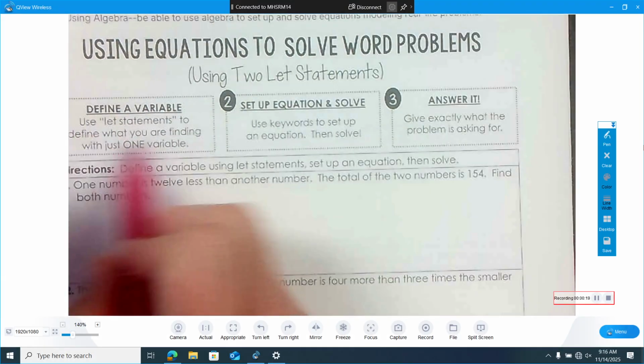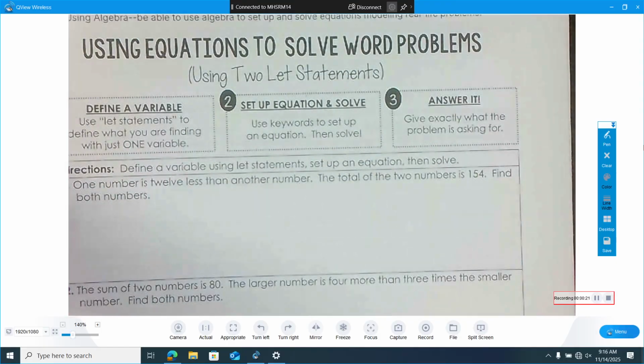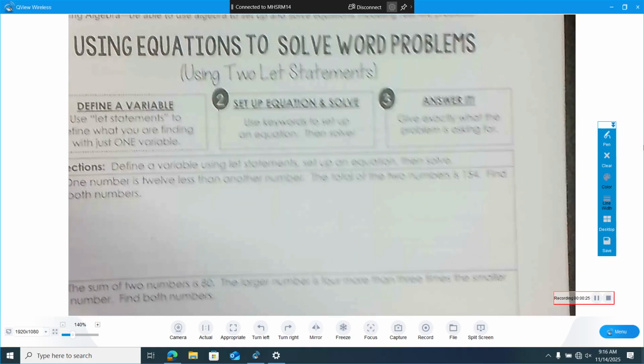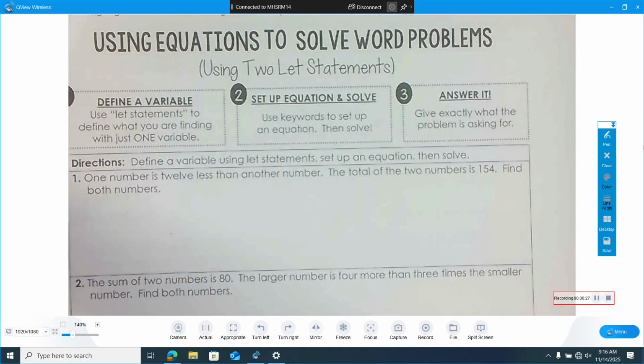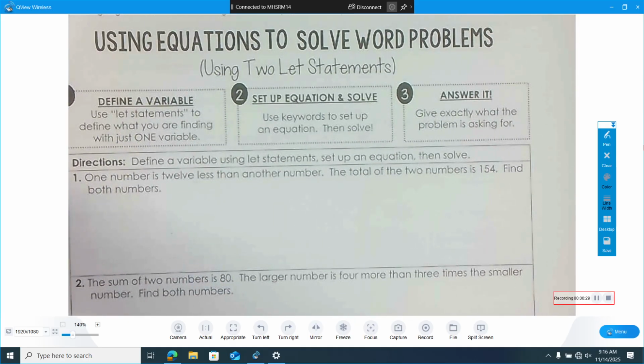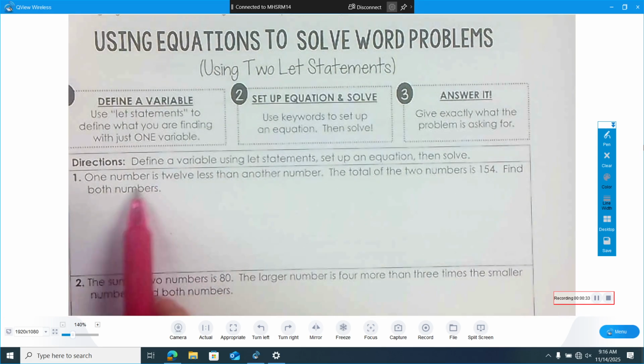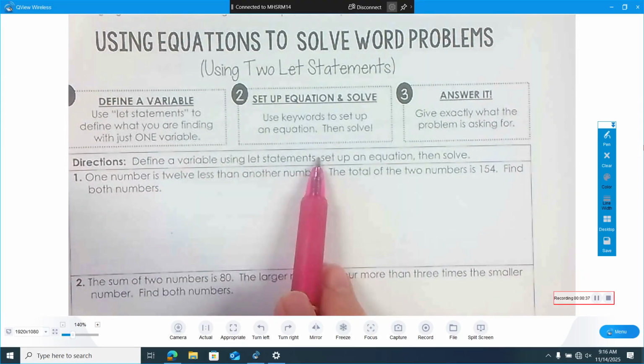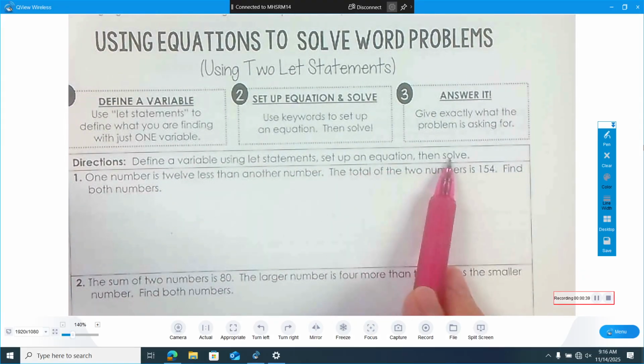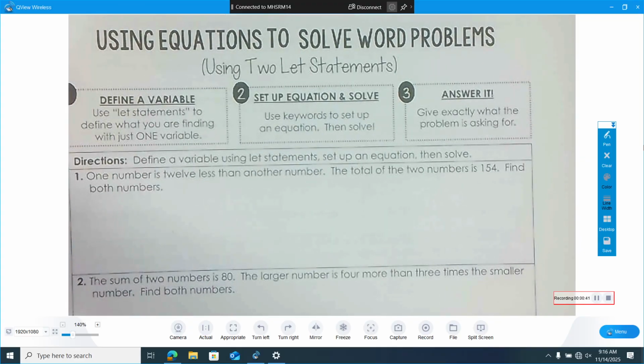Now, she says we're going to do it this way with let statements. I'm going to do it a slightly different way, which I like. And if you take good notes, I really think that everything will go super well on the little assignment for you. So here we go. We are going to define our variables, set up an equation, and then solve it, and answer the question. That's really the key there.